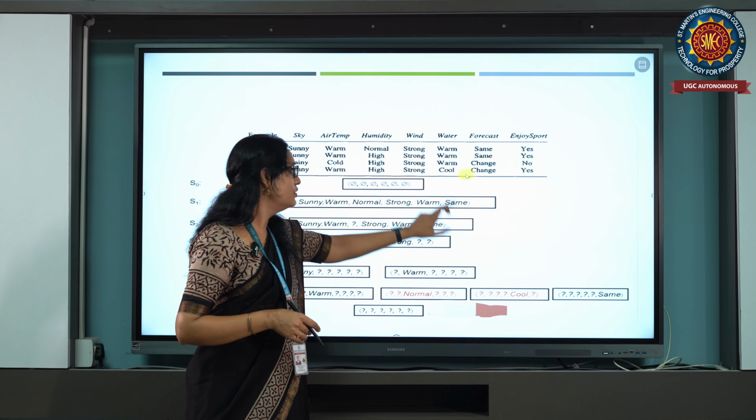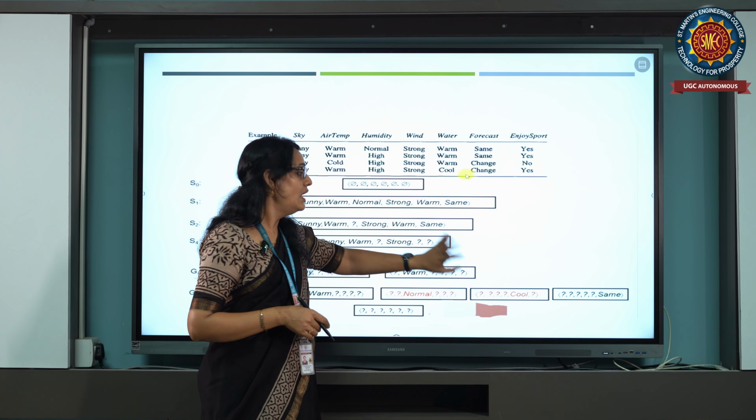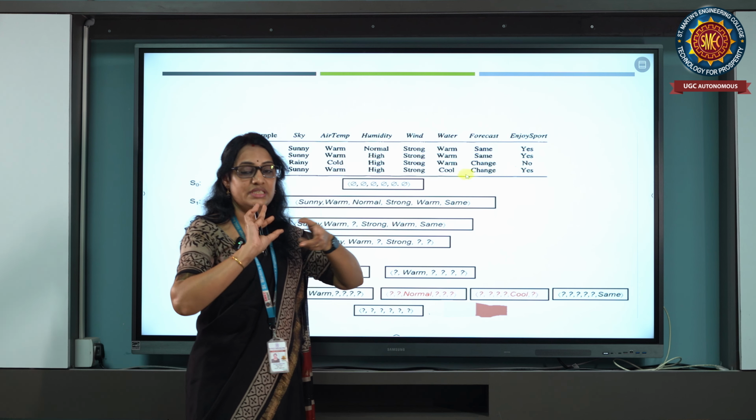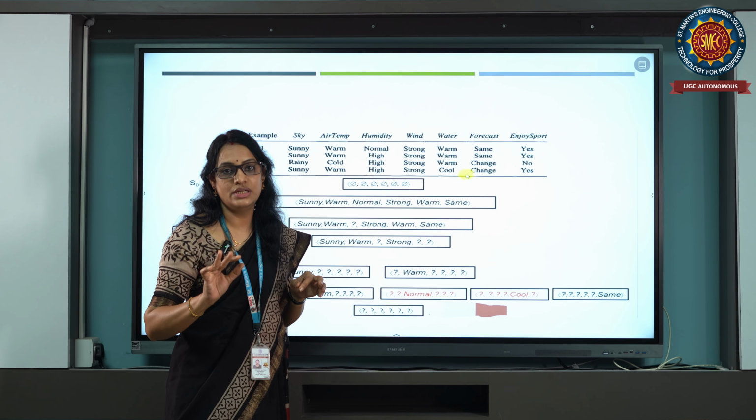Another, when I'm having cool, but we are having only warm here, so I'm just ignoring that. And for same also, here we are having change. Whichever are opposite values, you have to just delete those values, you have to ignore those values.